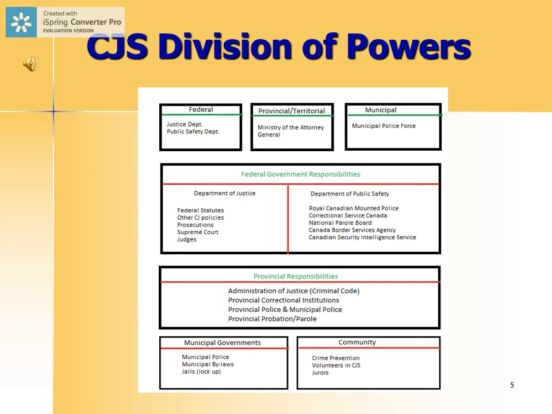Within the provincial responsibilities, if you look at the box just below the federal government responsibilities, their powers include the administrative justice. So again, while the federal government writes the criminal code, it's up to the provinces to administer the criminal code, and that's done under the auspices of the Attorney General. Provincial governments are also responsible for provincial correctional institutions. They're responsible for provincial and municipal police. And Ontario and Quebec also operate their own probation and parole systems. Within most other provinces, the federal government operates the parole system for those provinces.